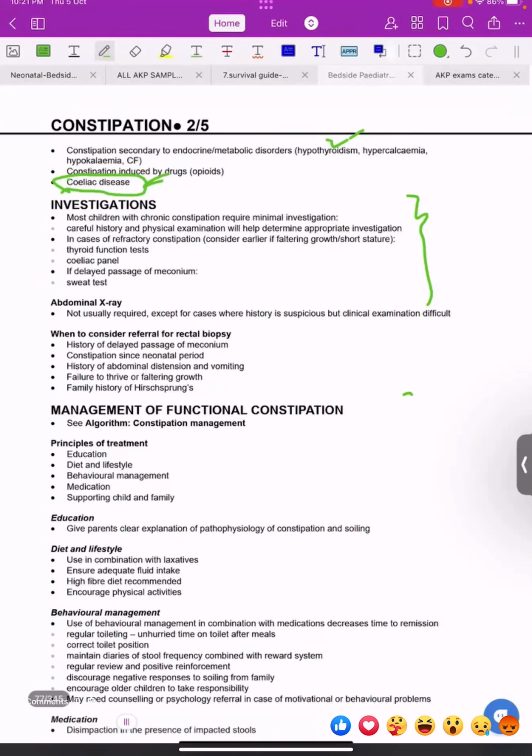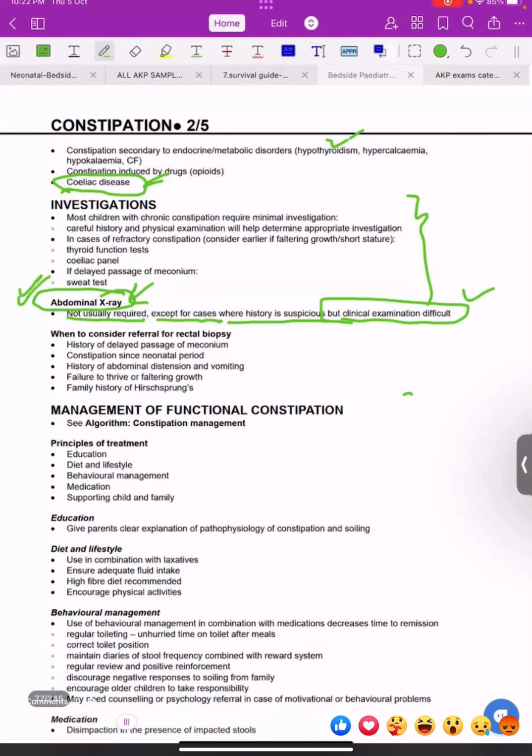All right. Now, should I go for abdominal X-rays? Are you going to confirm constipation on your X-rays? No, they say it is not usually required, except for cases where the history is suspicious, but clinical examination is difficult. The child is very obese, he is having severe constipation, the mother is telling us. In those cases we may go for it, but yes, this is not the main diagnostic investigation of choice in cases of constipation.